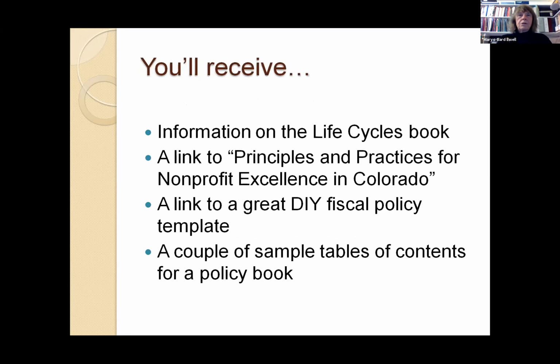Tomorrow, we're going to send you information on a great book about life cycles that you might want to take a look at.